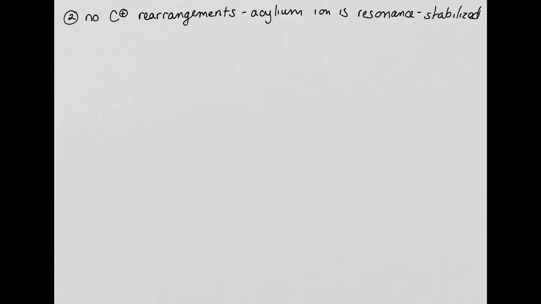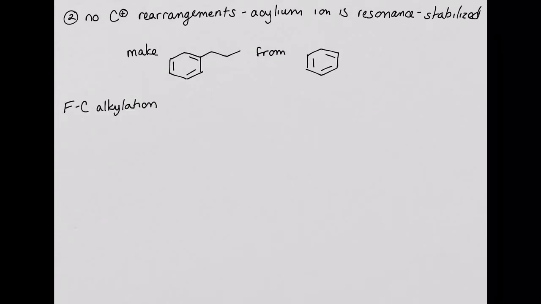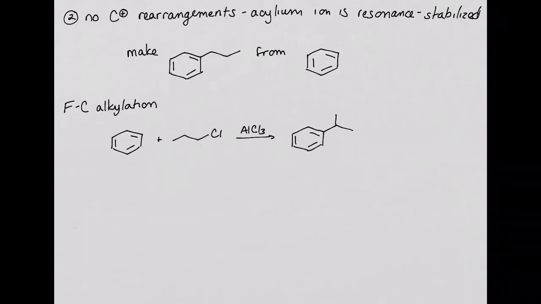Let's look at an example. If we would like to make propylbenzene from benzene, we will not be able to carry this out with a Friedel-Crafts alkylation. If we were to treat benzene with propyl chloride in the presence of aluminum trichloride, we would see rearrangement of the carbocation to form isopropyl benzene due to the increased stability of the isopropyl carbocation compared to the propyl cation.